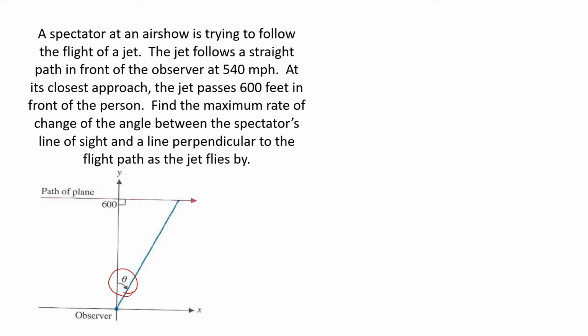That's that guy. We have the jet passes 600 feet in front of the person. That's this distance, which is 600. That's a constant. And then we have the path of the plane, this x, that's going that direction. And it's going that direction at 540 miles per hour. So this 540 miles per hour is going to be the dx over dt, because that's the rate that that's changing.